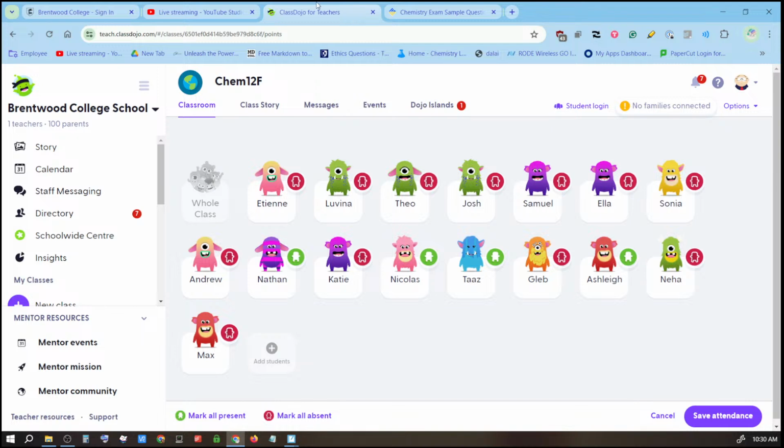Check with others. I just finished doing attendance. Etienne arrived. Lavina arrived. Teo's here. Josh is here. Is Samuel in here? I didn't see Samuel. Okay, Ella, Sonia, Andrew. Katie's not here today, right? No, she emailed me to say she would not be. Well, maybe that's Katie Watt. Never mind. Other class. Katie was outside. She just went to the bathroom and she said she's coming back.